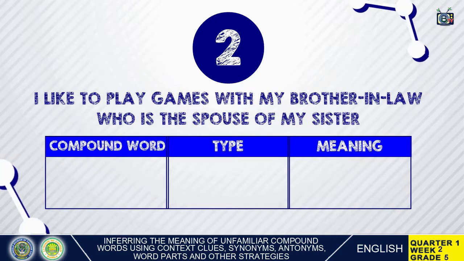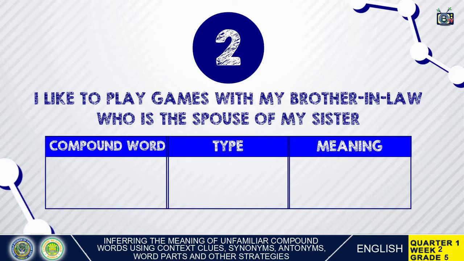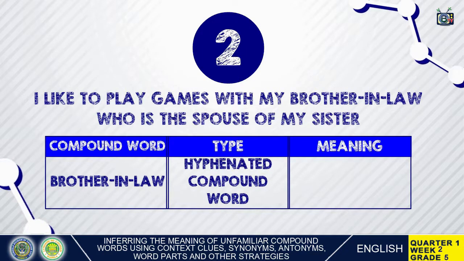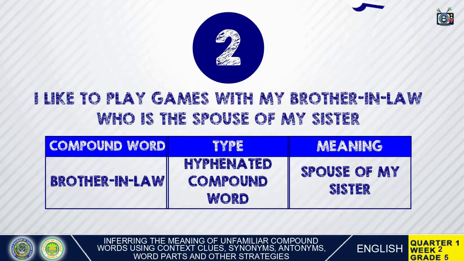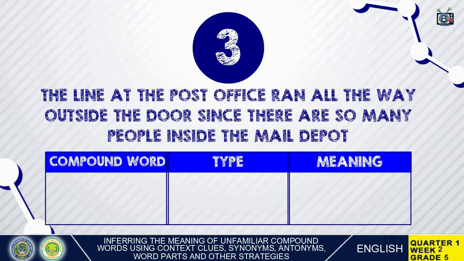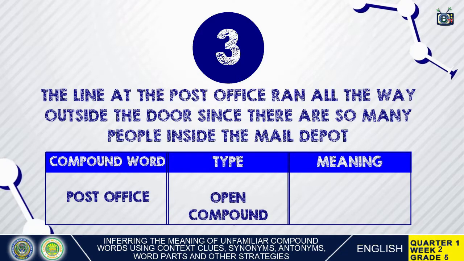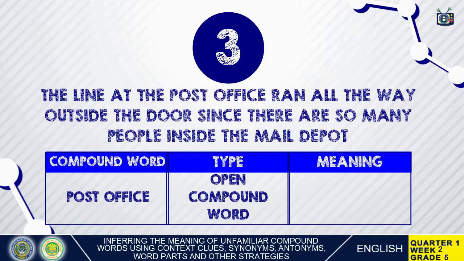Number 2. Excellent. The compound word is brother-in-law. The type is hyphenated compound word. And the meaning is spouse of my sister. Number 3. Fantastic. You got it right. The compound word is post office. The type is open compound word. And the meaning is mail depot.